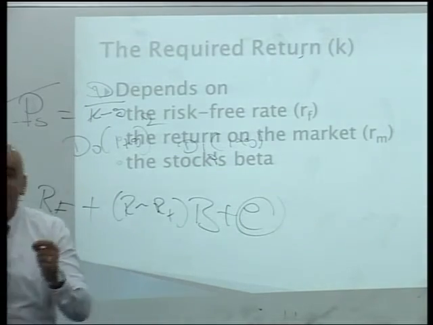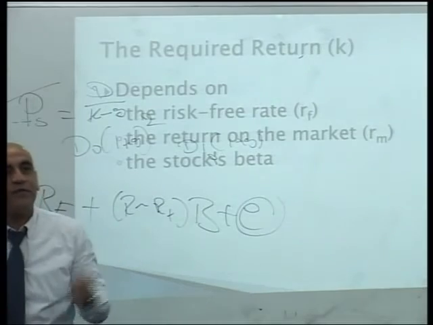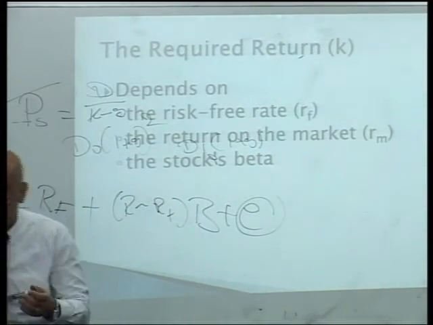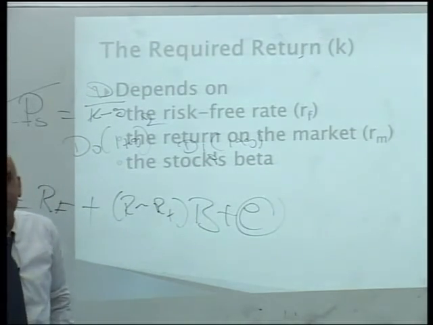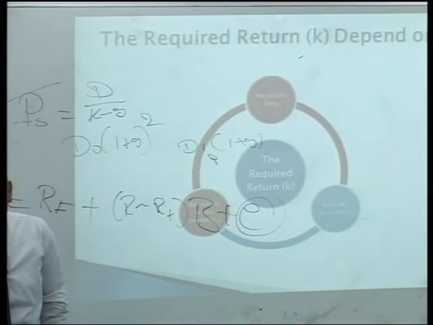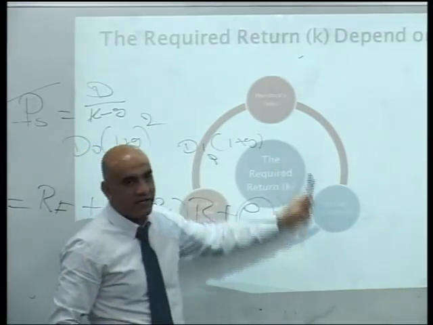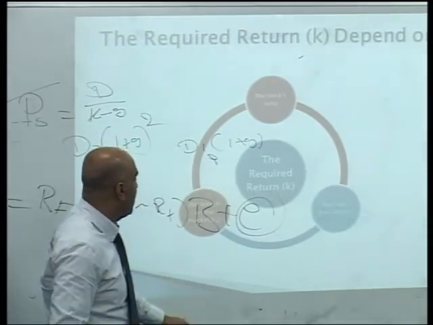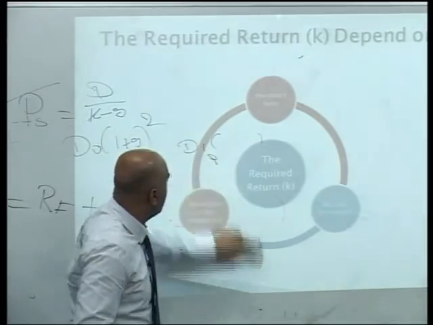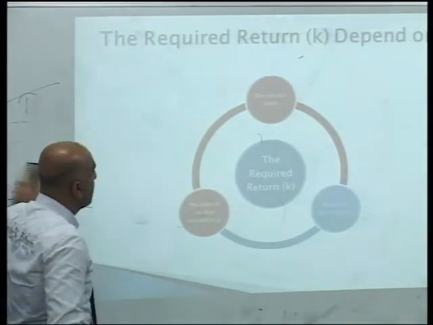Please try to narrate this story. If you fail to narrate this story, it means you are facing a challenge. We know this. The required rate of return, KS, depends on three things: the stock beta, the return on the market, and the risk-free rate.